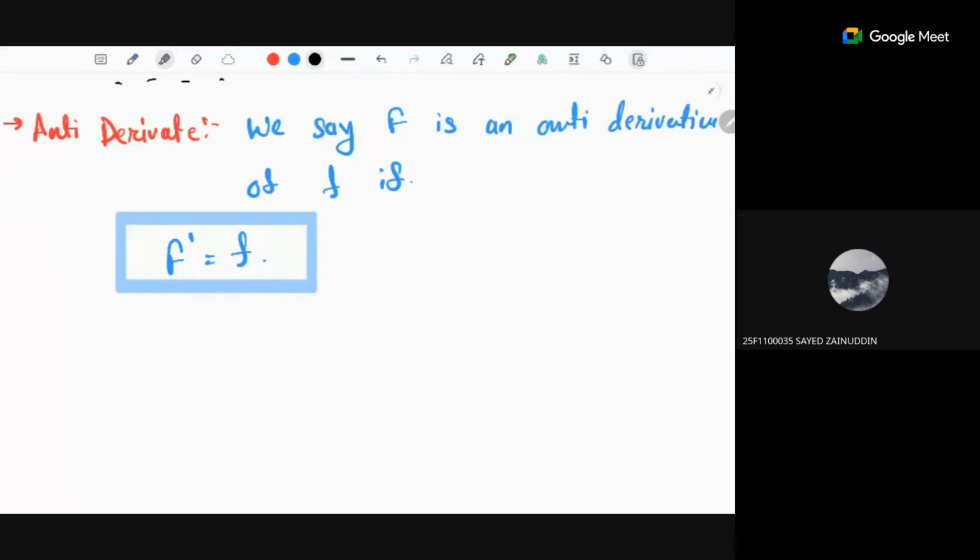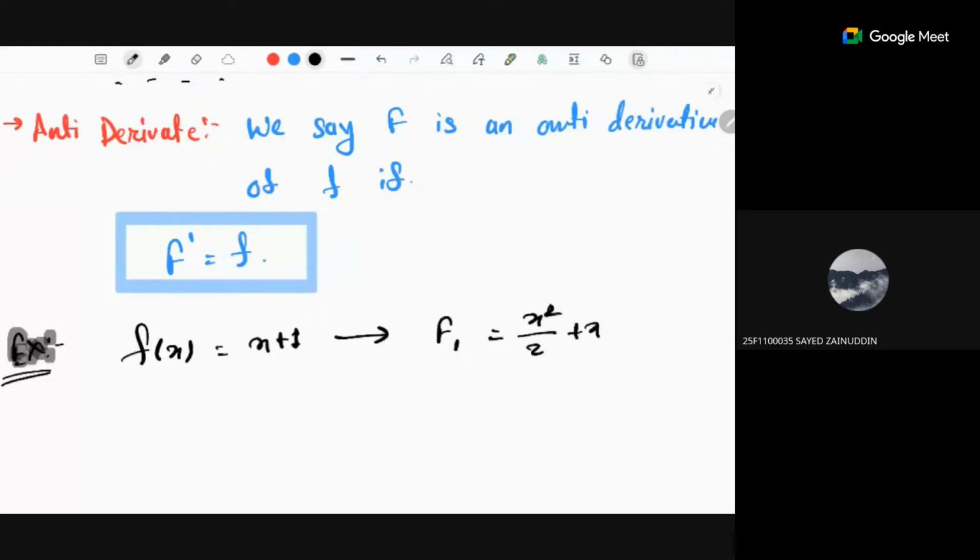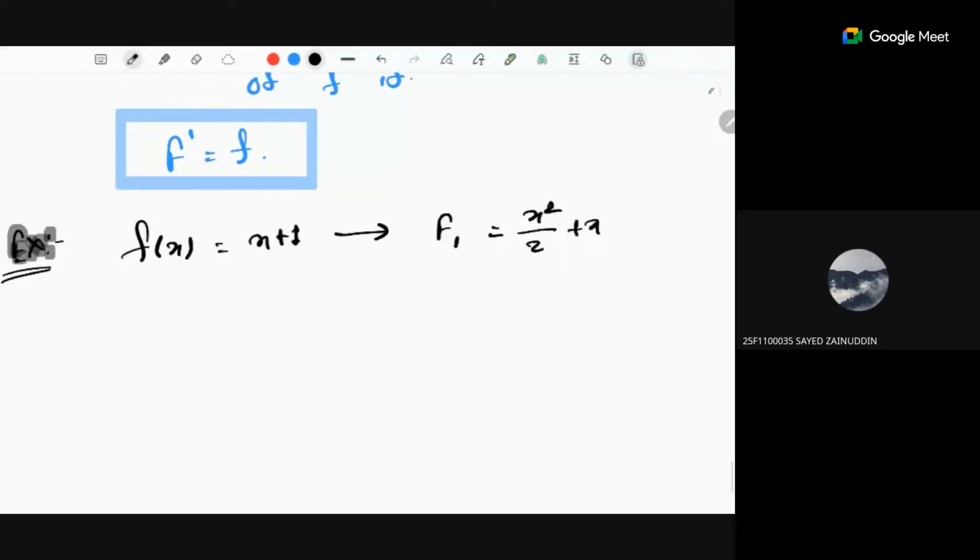Okay, so you can take an example of that too. Like if you take f of x is simply x plus 1, then what are the antiderivatives of this f of x? One antiderivative, you can consider F1 to be simply x square by 2 plus x. This will be one antiderivative, capital F1, right? Because if you consider capital F1's derivative, it will become 2x by 2 plus 1, which is nothing but x plus 1, which is your small f.